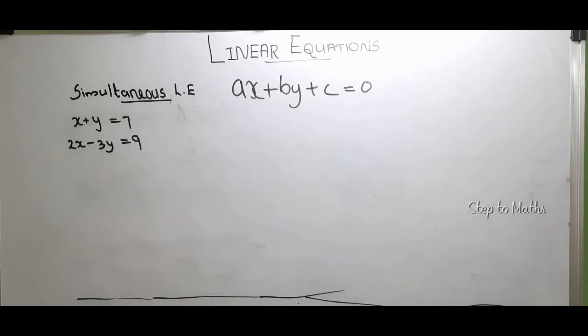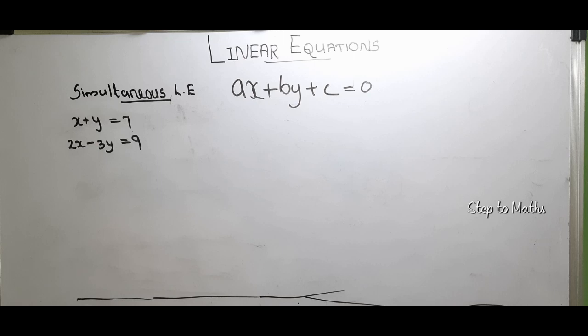Now we consider simultaneous linear equations. What is a simultaneous linear equation? When we consider two linear equations together, those equations are simultaneous linear equations. Consider the example. x + y = 7 is the first equation. 2x - 3y = 9 is the second equation.